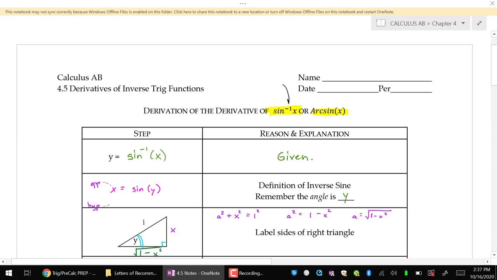When we see this little power of -1 right there, that's simply the notation for the inverse of sine. And sometimes in our AP class, you're going to see arc, A-R-C, arcsine, or arccosine, or arctangent to represent inverse.